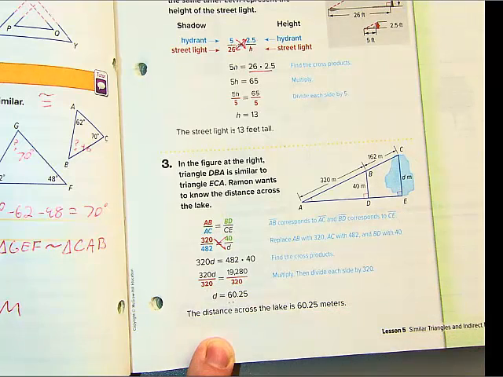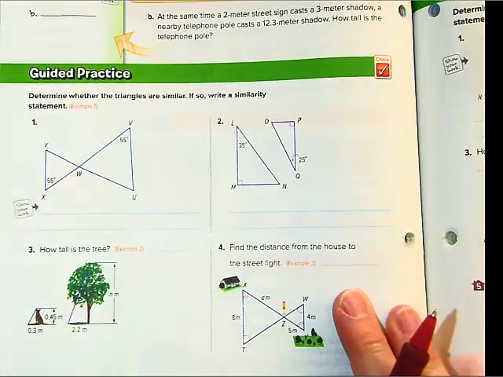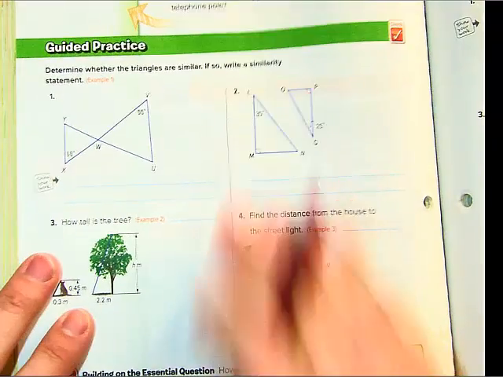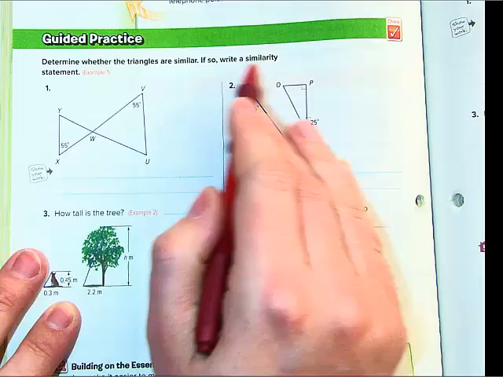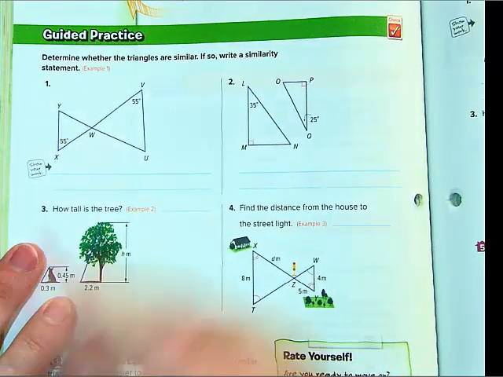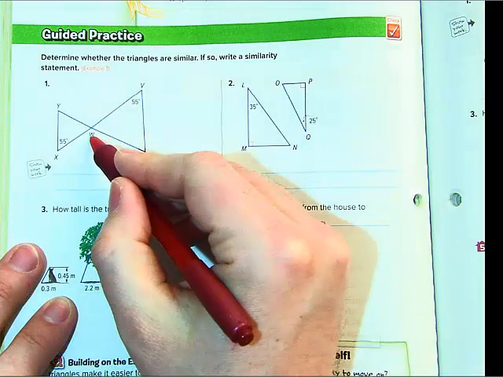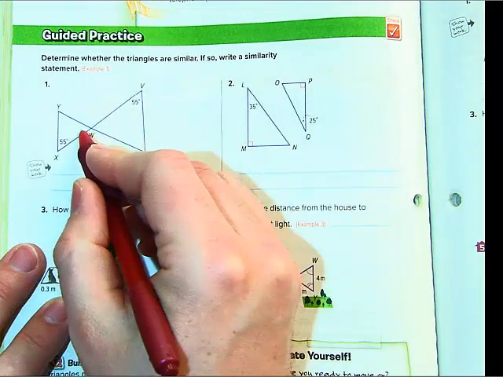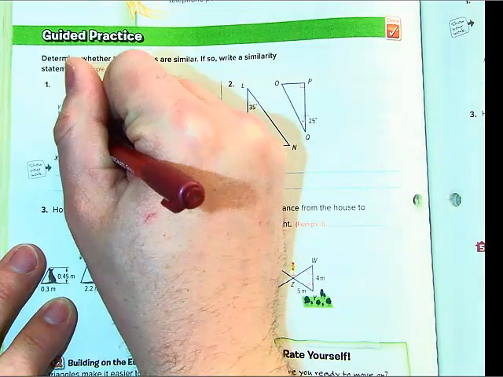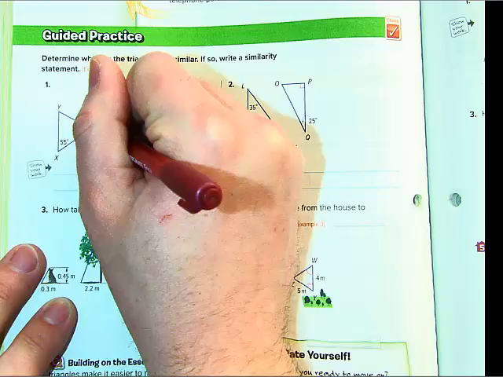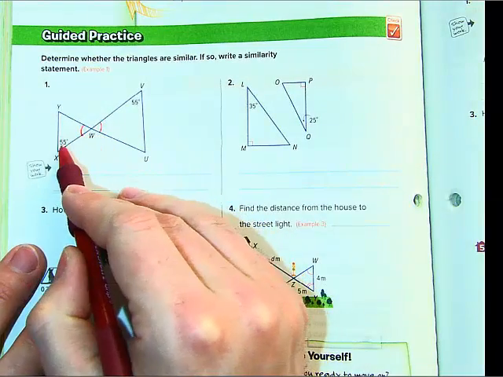Okay. Now let's take a look at actually doing some of these. Look at example 1 here. It says, determine whether the triangles are similar. If so, write a similarity statement. So once again, this is kind of a unique looking shape where I know right away W is shared. These two angles are across from each other. I know that this angle is the same as this angle. So I know they have that the same. Then I know that they have two 55s the same.